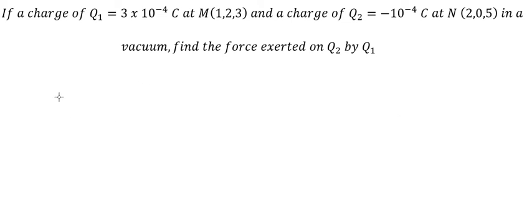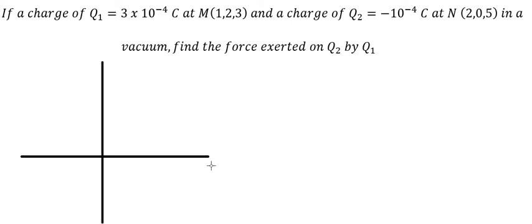First, we need to draw the diagram in here. Let's say I just choose X and Y only. So Q1, that's the location 1, 2. And Q2, location 2, 0 in here.